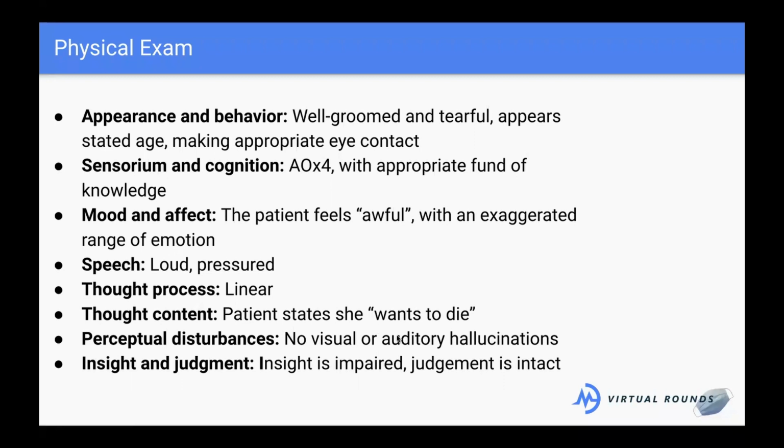Thought content, she says she wants to die. Someone had asked earlier, did she cut herself in a suicide attempt? According to her, yes, she did. She was attempting suicide. Perceptual disturbances, she says she has no hallucinations. As far as her judgment, her insight is impaired. She doesn't really understand why she had to come to the emergency room. She thought it was just a normal fight with her boyfriend, but her judgment is intact.